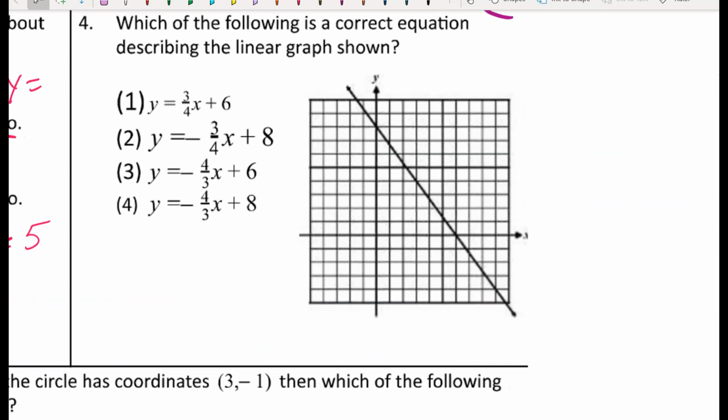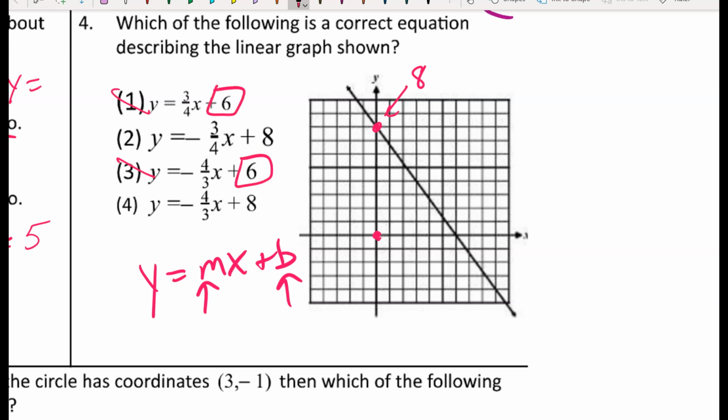Number 4, which of the following is the correct equation describing the linear graph shown? Couple of things. I notice all of these are in slope-intercept form. Remember, that's y equals mx plus b, where m is my slope and b is my y-intercept. Now, if I count the boxes from the origin right there, it looks like that y-intercept is 8, so I could rule out 1 and 3 because those have a y-intercept of 6.